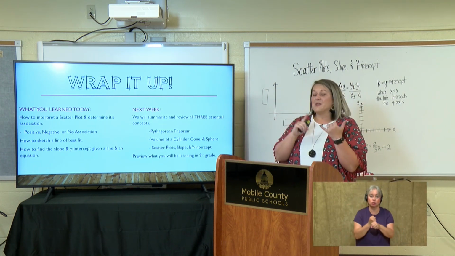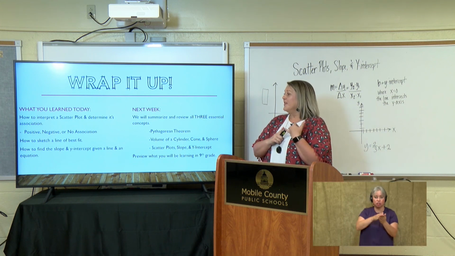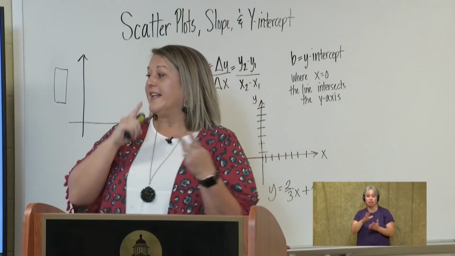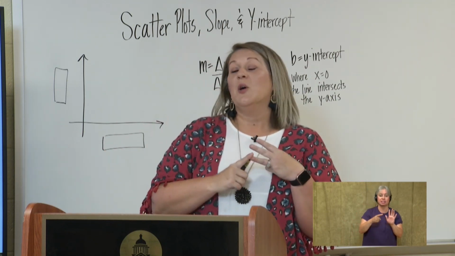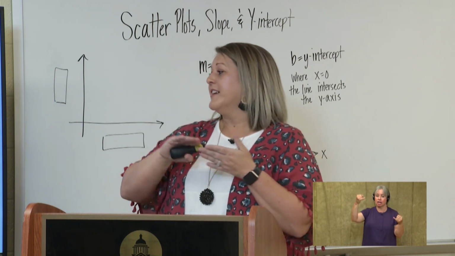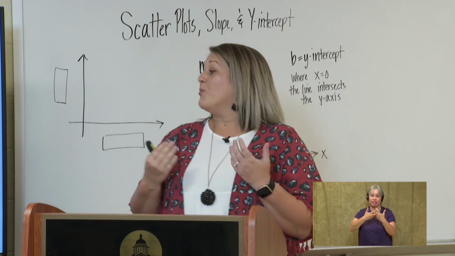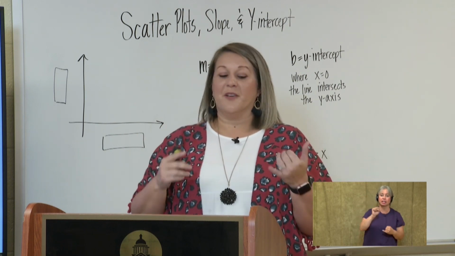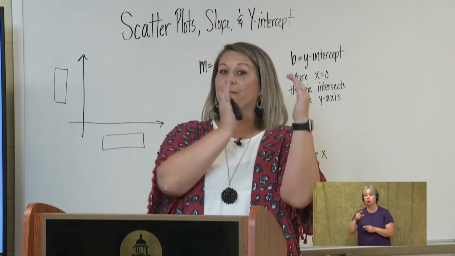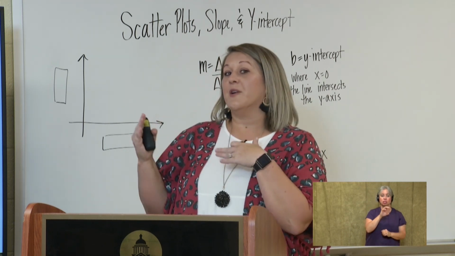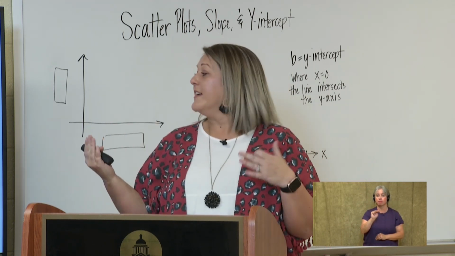Today we learned how to interpret a scatter plot. We determined its association, whether it was a positive, negative, or no association. We talked about how to sketch a line of best fit through our data and how to find the slope and the y-intercept given a line and an equation. Remember, the slope is the m before the x, the coefficient, and the y-intercept is after. We note it as b.